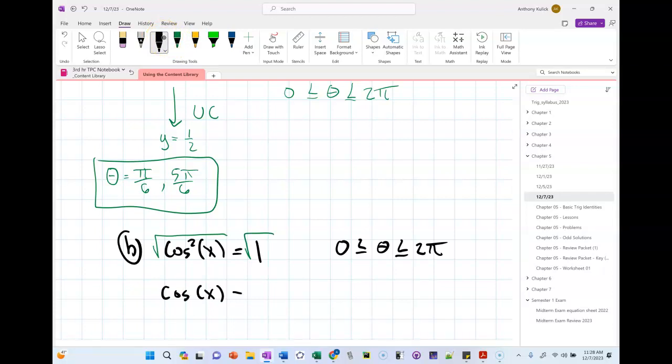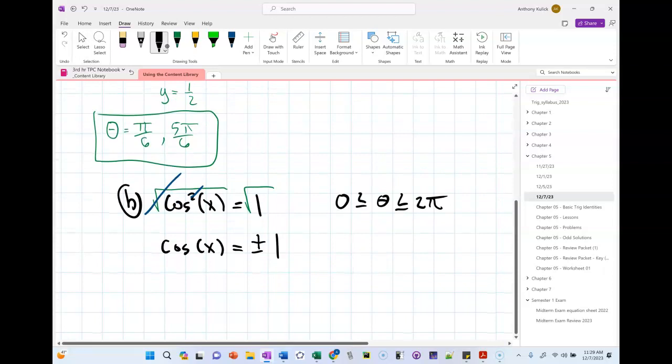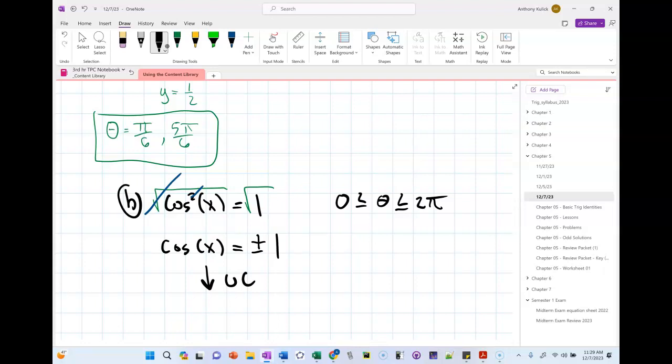So that's going to reduce down to cosine. What is the square root of 1? Plus or minus 1. Very good. So far, so good. So now I'm going to go to my unit circle. And what am I going to be looking for? The x equals 1 or -1.